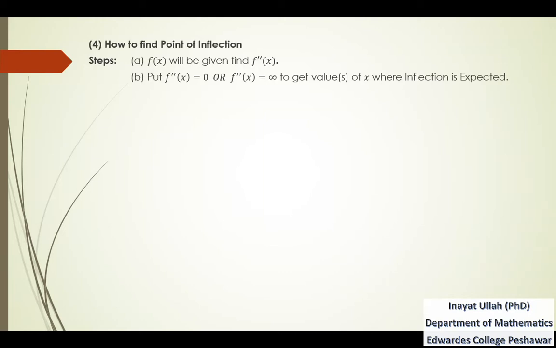We put f double prime x equal to infinity whenever you are given a rational function, as discussed in the previous lecture. Anyway, put f double prime equal to 0 or infinity to get the values of x for which there is inflection.